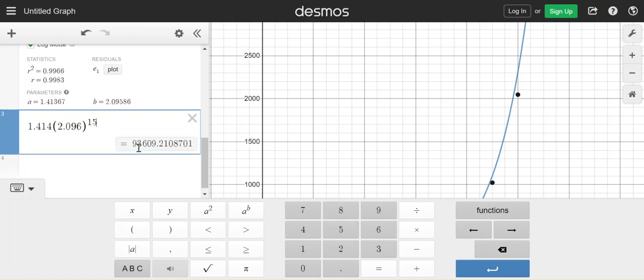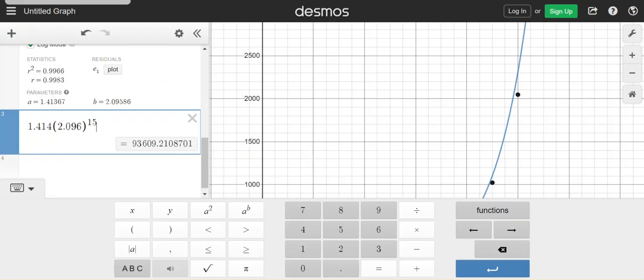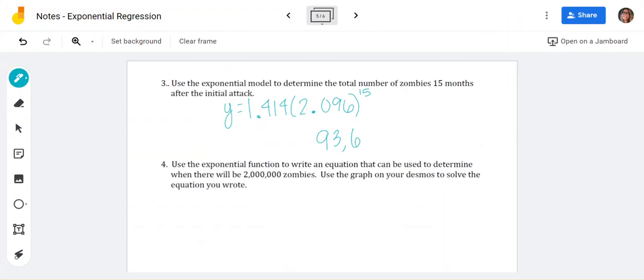And we find out that we would have 93,609 zombies. We're not going to include the 0.2. We're going to round to the nearest zombie because it makes more sense to have a whole number of zombies. So we have 93,609 zombies.